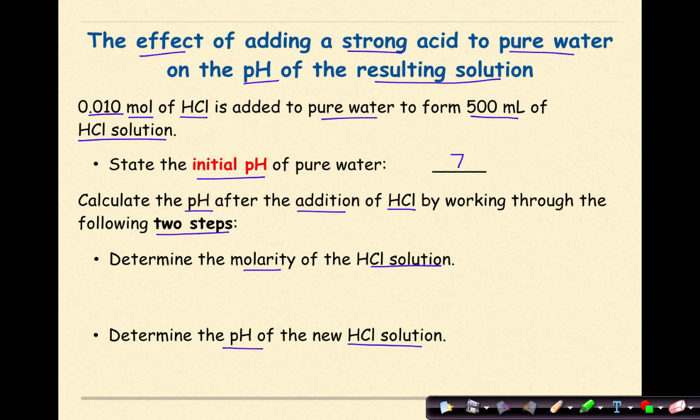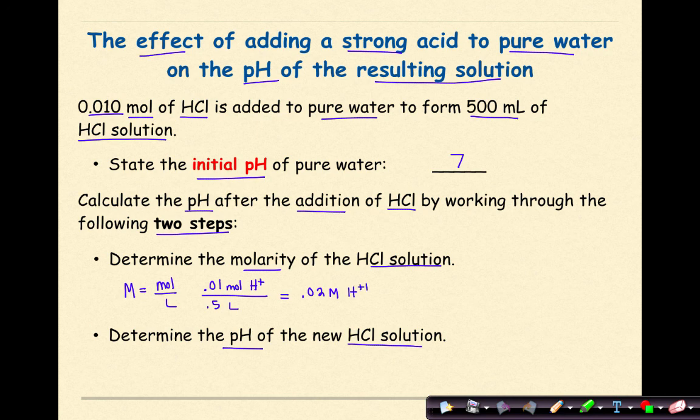So let's start out by figuring out the molarity of the HCl solution. We know that molarity is equal to moles over liters. So initially, we have 0.01 moles of hydrogen ions over 500 milliliters, which we know that we have to convert into liters, so that's going to be 0.5 liters of solution. If we divide these two, 0.01 divided by 0.5, we get 0.02 molar H+ ions.